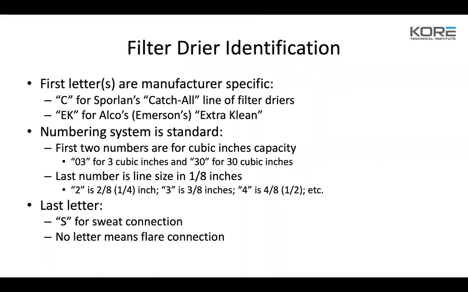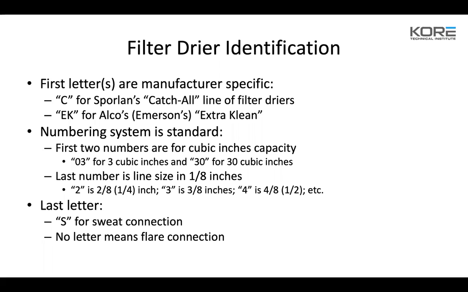So let's talk about the identification of that filter dryer. No matter which brand you're dealing in, it's going to have an identification number on there. It's very significant on filter dryers. That C really is for Sporlan. So EK, or extra clean, is for Emerson. Used to be Alco for you older guys. The numbering system is standard. The first two numbers are the cubic inches.